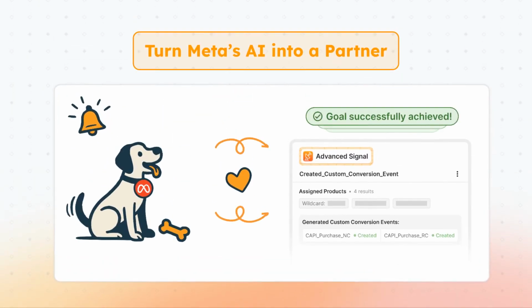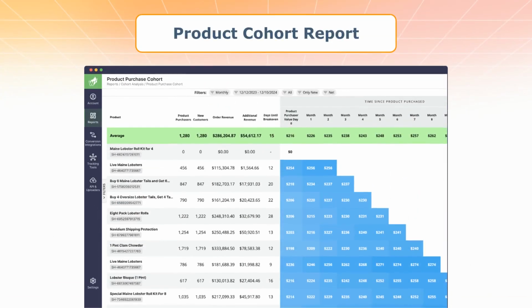And here's the magic. Meta's AI is like Pavlov's dog. It loves to be rewarded. So our advanced signal tells Meta every time it's successful at hitting your goal so that Meta does more of it. Now, this is how we turn Meta's AI into a partner instead of a foe. Now, if you aren't sure which products work best for new customer acquisition or which products new customers buy next with their second purchase, don't worry, we've got you covered.